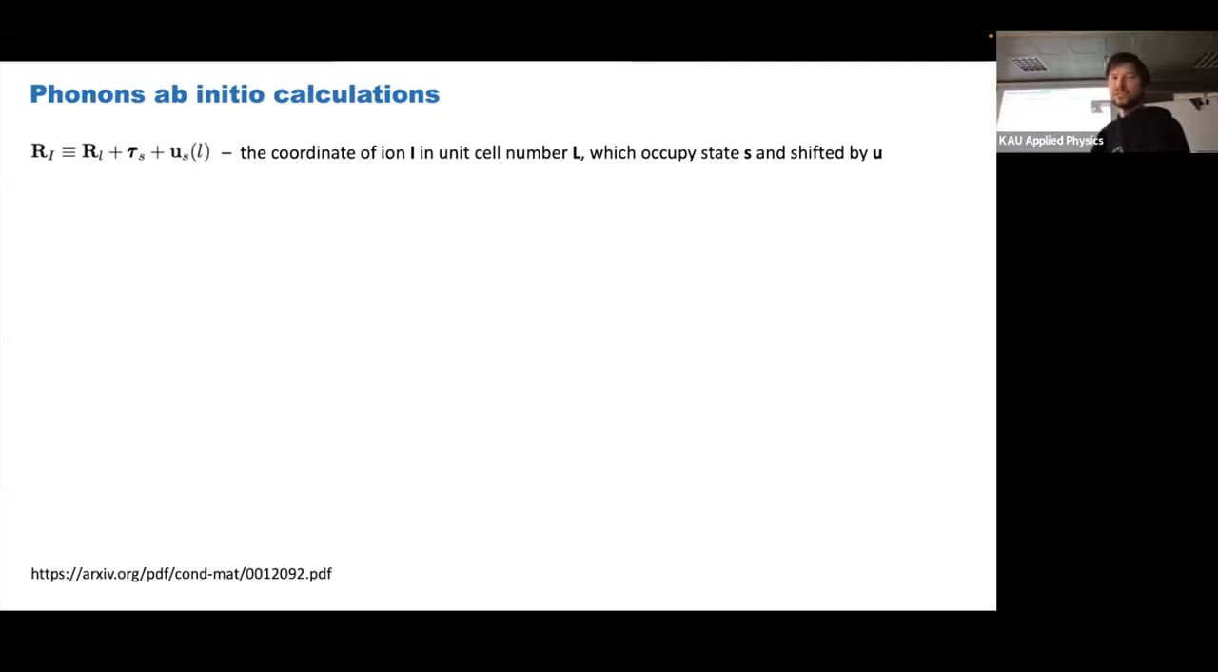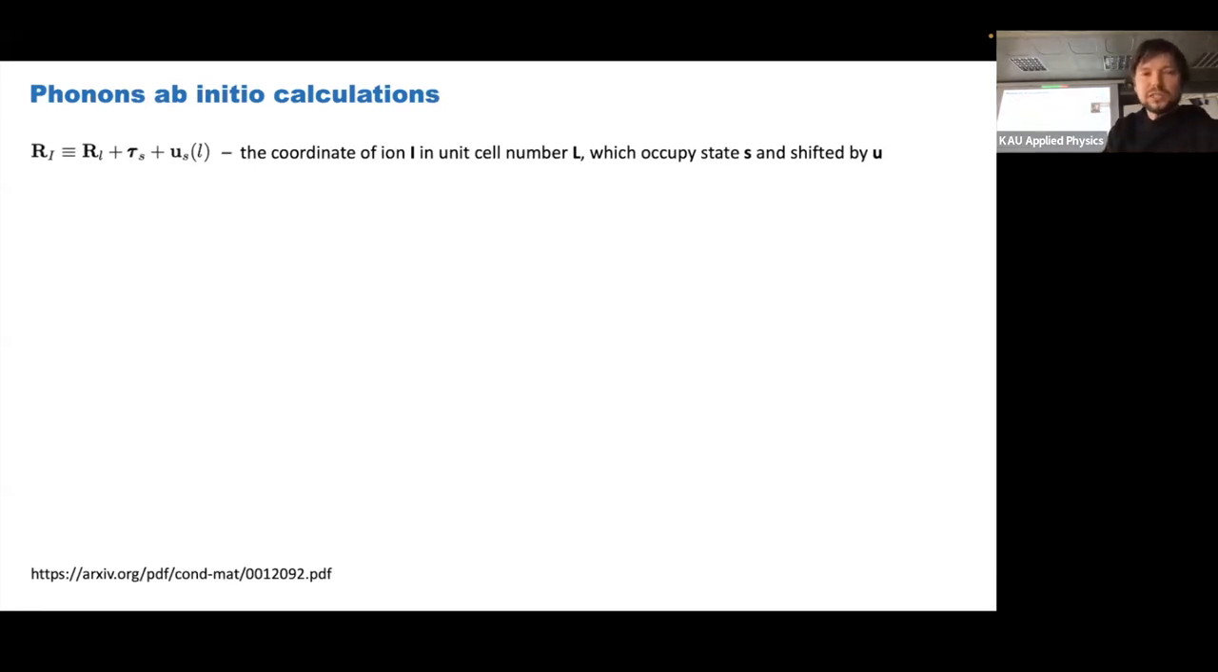Why perturbation? Because we need to shift some atom. We have to shift an ion to get the phonon, to get this phonon wave. And how can we calculate it? Let's say here is the coordinate of some ion, of some atom in some unit cell, Ri. And I want to see not just a small unit cell, I want to see the whole crystal. I have somewhere some zero point.